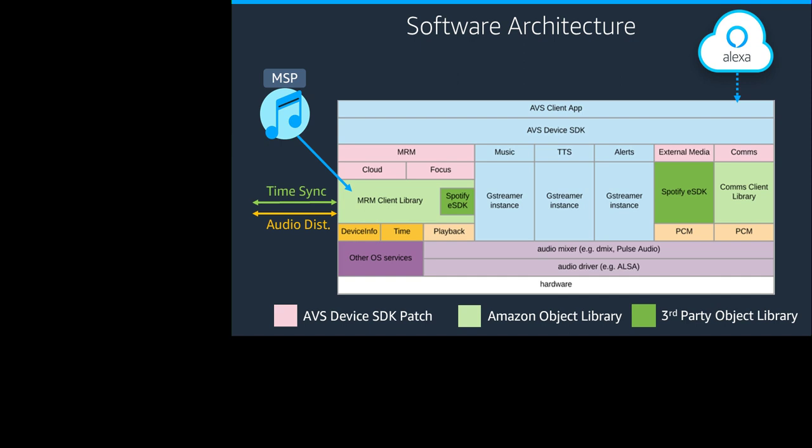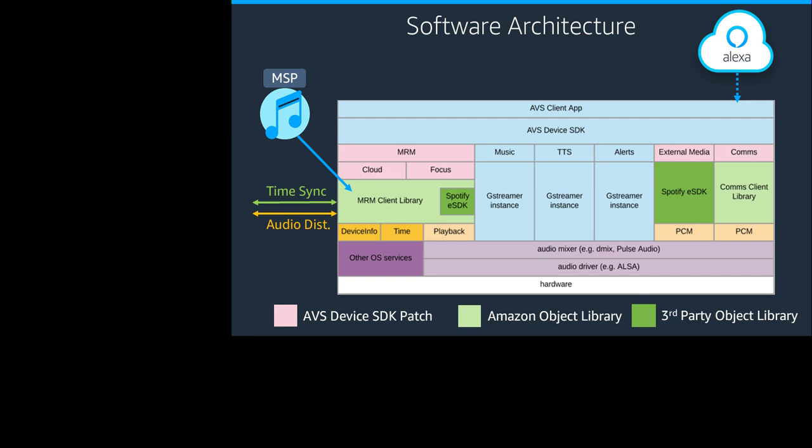The reason why I point this out is that, as you'll see now, if we look over to the multi-room music side of things, the MRM over there on the left, you'll see some interesting architectural ramifications of that. The first is that the multi-room music capability itself is an agent that handles what we call the cloud delegation and the focus delegation. So the cloud interactivity and the focus management that would happen for music playback through multi-room music is all taken care of in the AVS Device SDK context through a patch that we provide you that you can then integrate into your client, and you're off to the races.